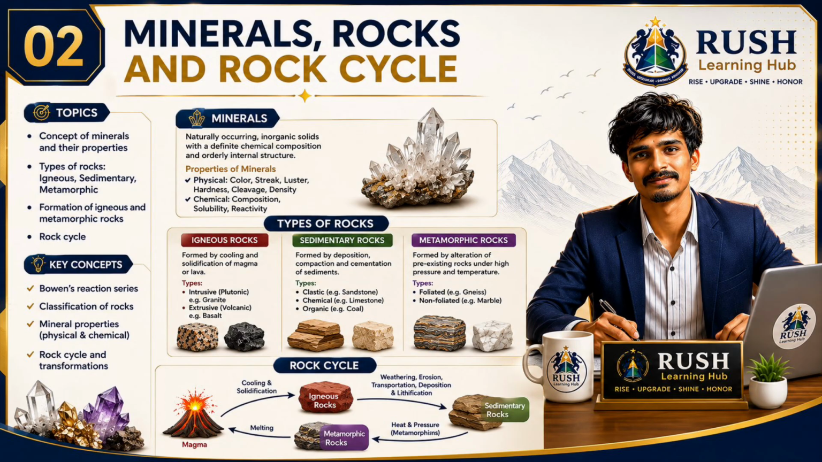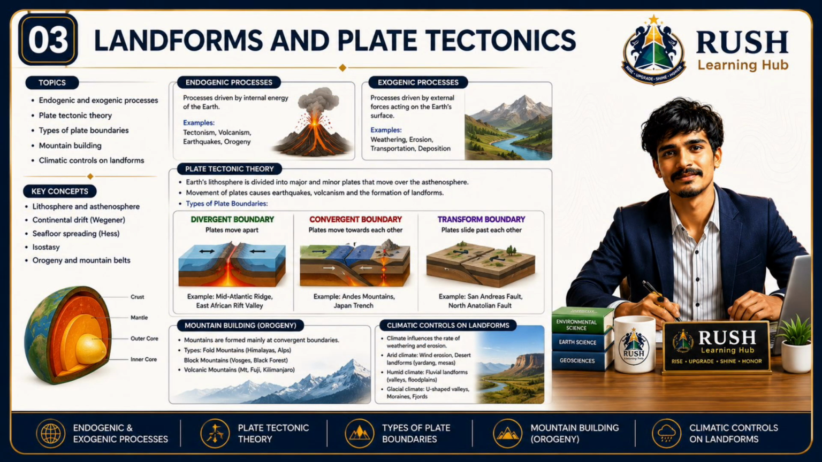For UGC NET examination, remember that Bowen's reaction series explains the sequence of mineral crystallization from magma and is one of the most frequently asked concepts from this topic. Landforms are natural physical features present on the Earth's surface. Their formation is controlled by two major categories of processes: endogenic processes and exogenic processes.